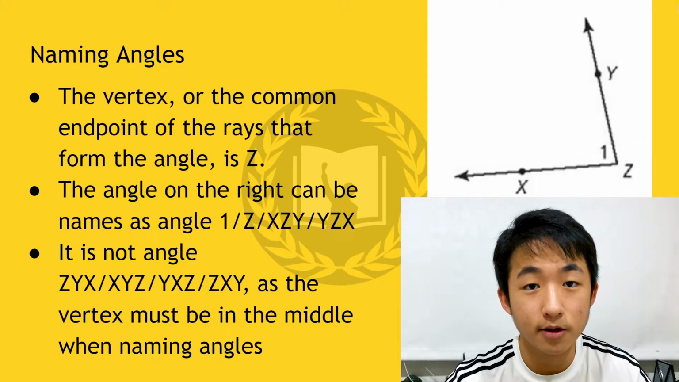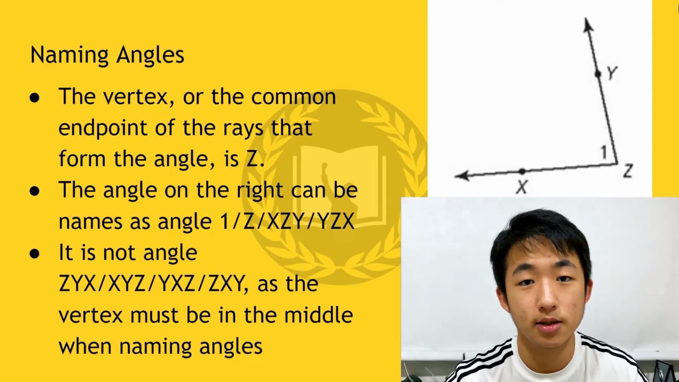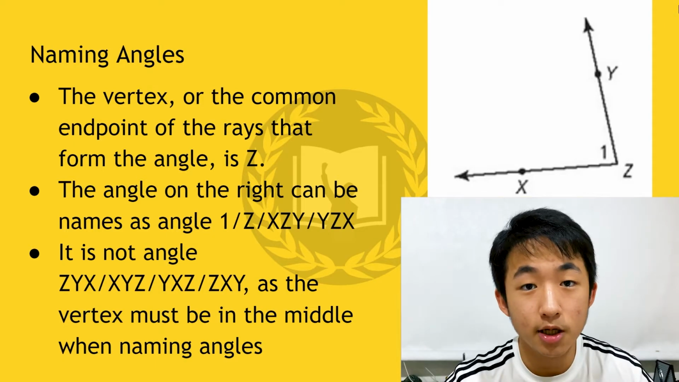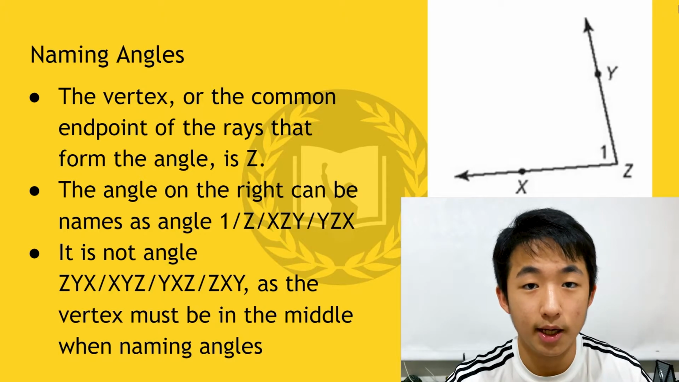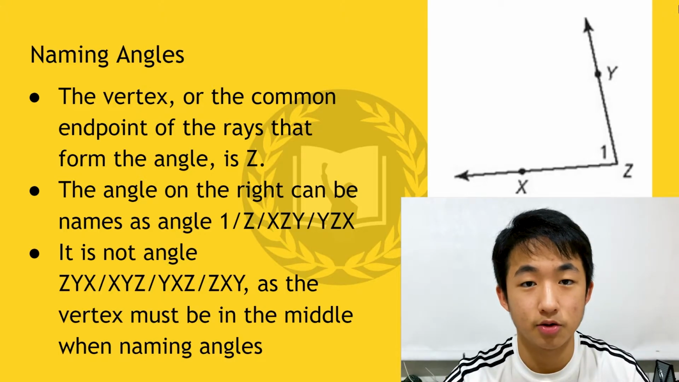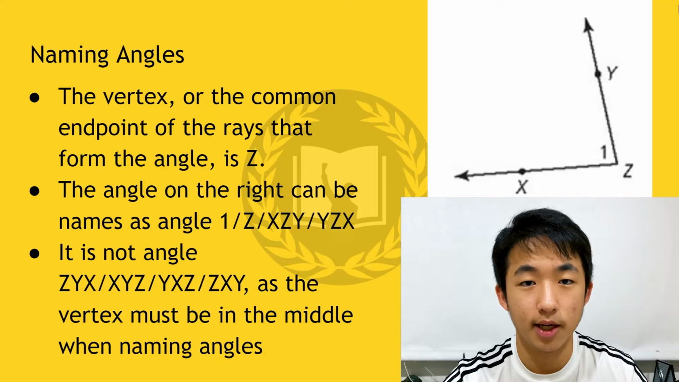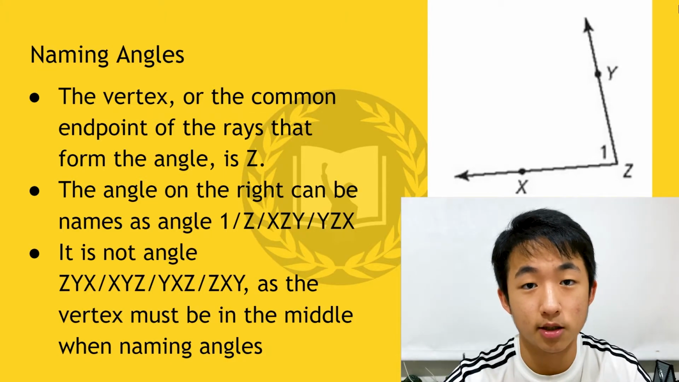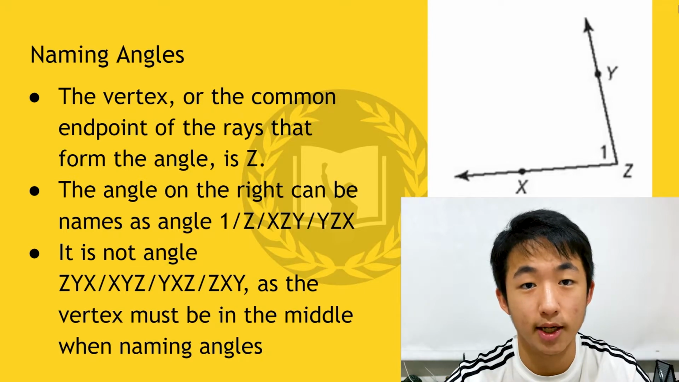In this diagram, the vertex, or the common endpoint formed by the two rays that form this angle, is labeled as point Z. The angle itself is named 1. Therefore, the names for this angle could be angle 1 or angle Z. Since there's an extra point on each of these two rays that form the angle, namely points X and Y, we can name this angle XZY and angle YZX. Also note that Z, the vertex, must be in the middle when we're naming angles. Therefore, we can't name this angle ZYX, ZXY, YXZ, or XYZ.